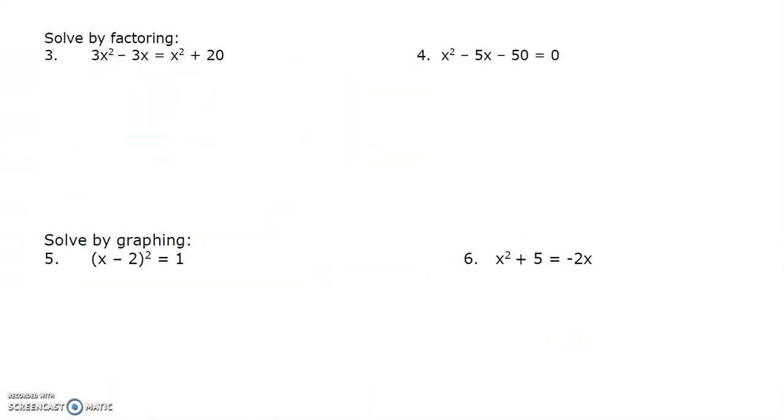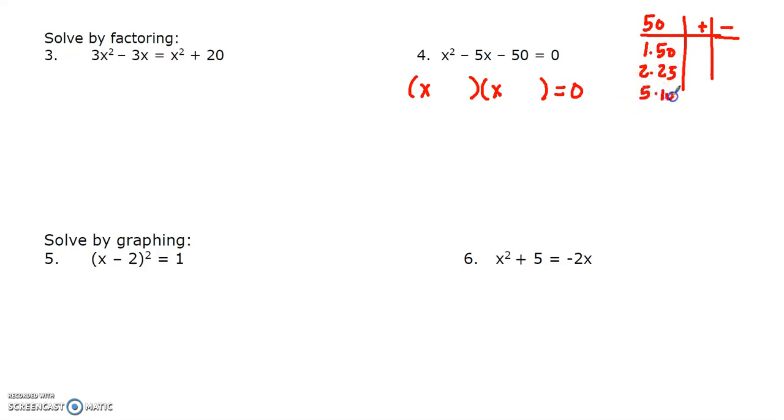Okay, let's try the next one, number 4. It is already set equal to 0, so I don't have to worry about that. I just have to factor. And this time I have a trinomial with no lead. So that means I can immediately put my 2 sets of parentheses. And then I factor this last term. So I have 50. So I have 1 times 50, 2 times 25, and 5 times 10. And then I will add and subtract, and add and subtract, and add and subtract.